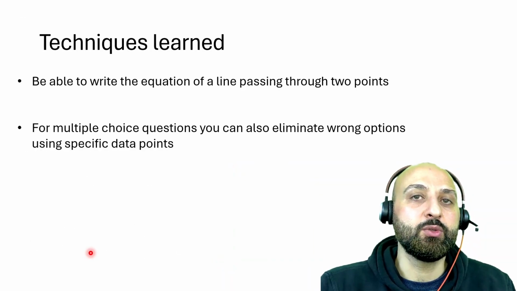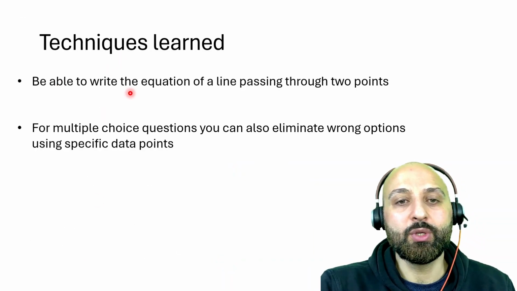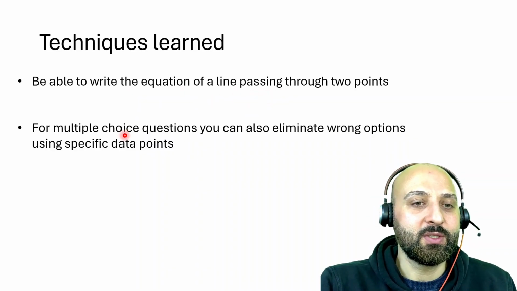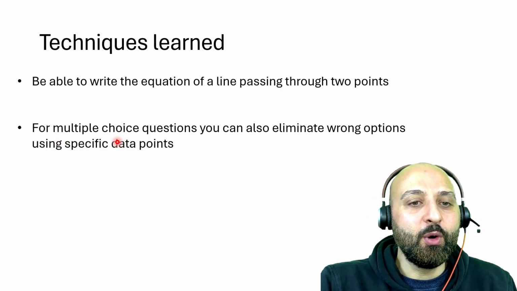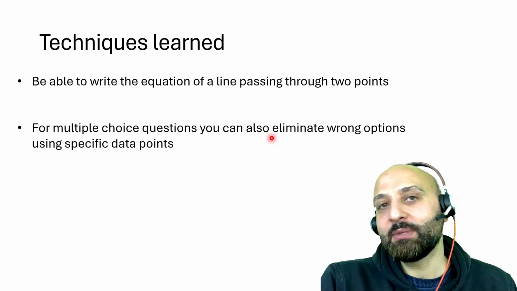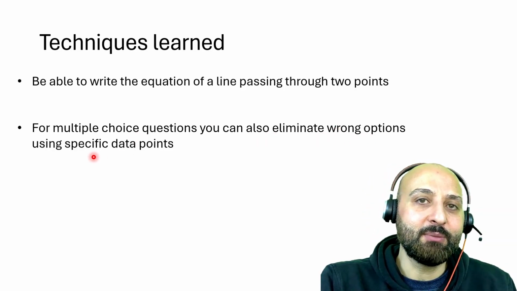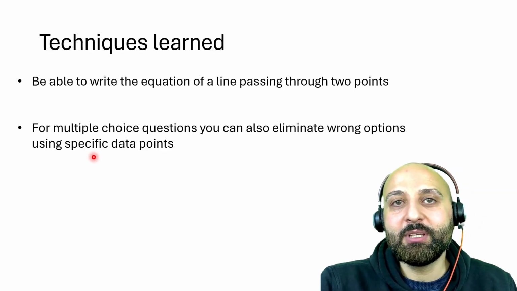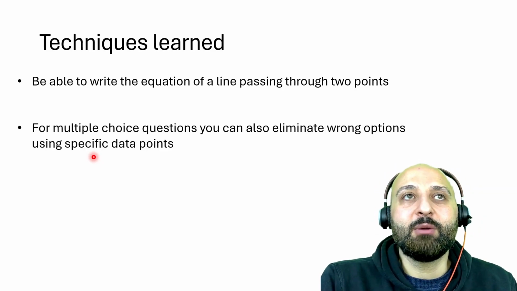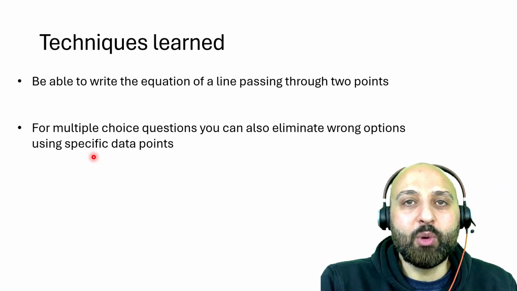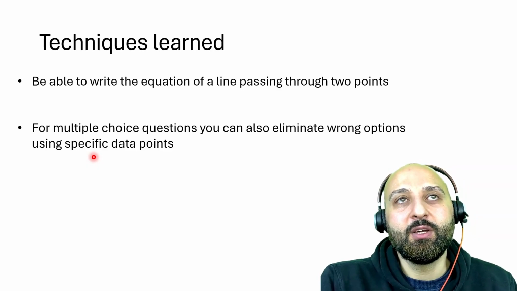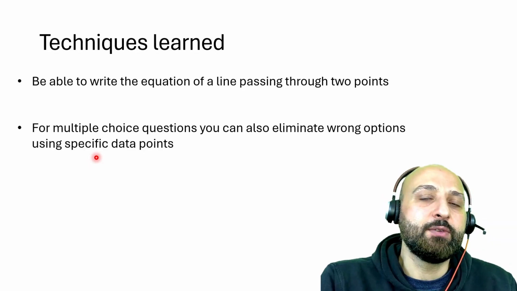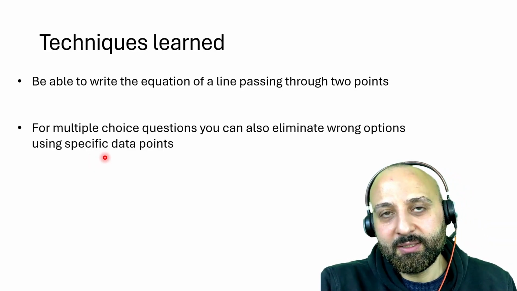Let's see what we have learned through this exercise. Be able to write the equation of a line passing through 2 points. This is very basic. You must all know about it. For multiple choice questions, you can sometimes eliminate the wrong options and basically identify the correct answer. So in this case, it was very easy to eliminate all the other options. For example, if you would consider one of the points on this curve, and then you can see that the points is not existing in other sets, and therefore you could easily identify that option D is the correct answer.